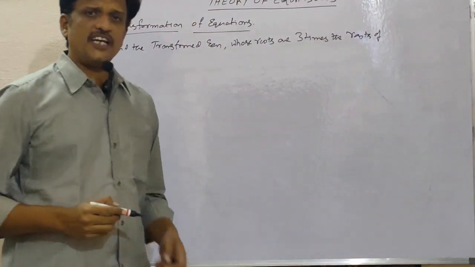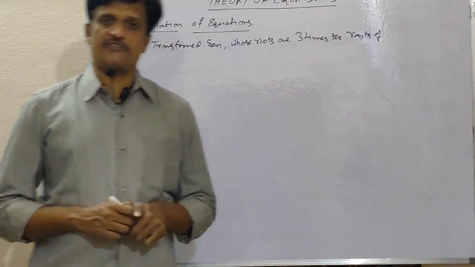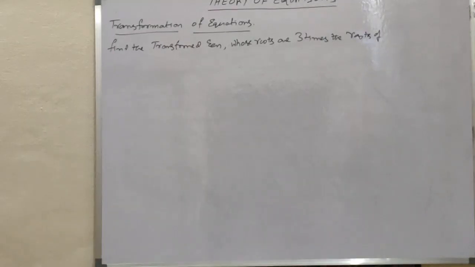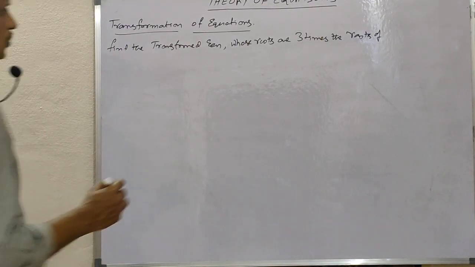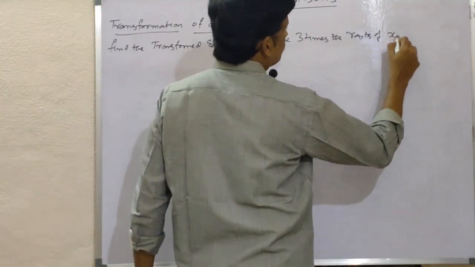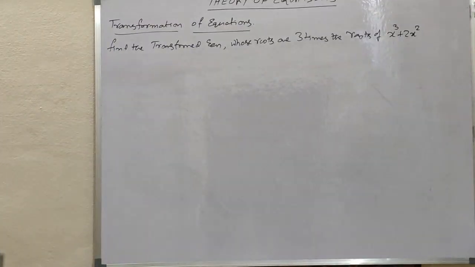Find the transformed equation whose roots are 3 times the roots of the given polynomial. Here it is: x cube plus 2x square minus 4x plus 1 equal to 0.